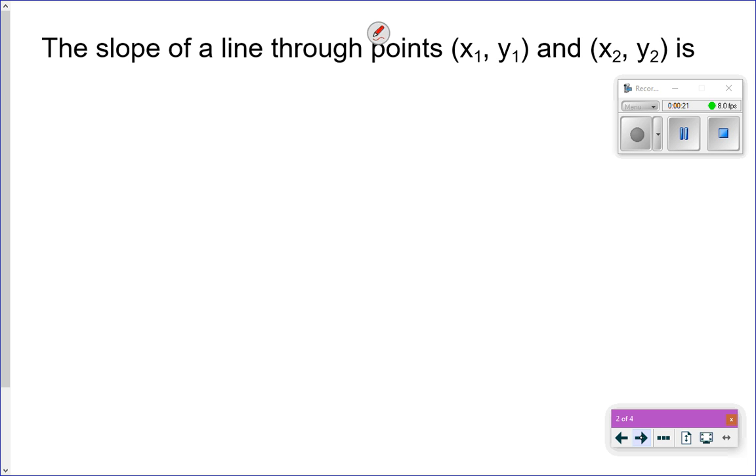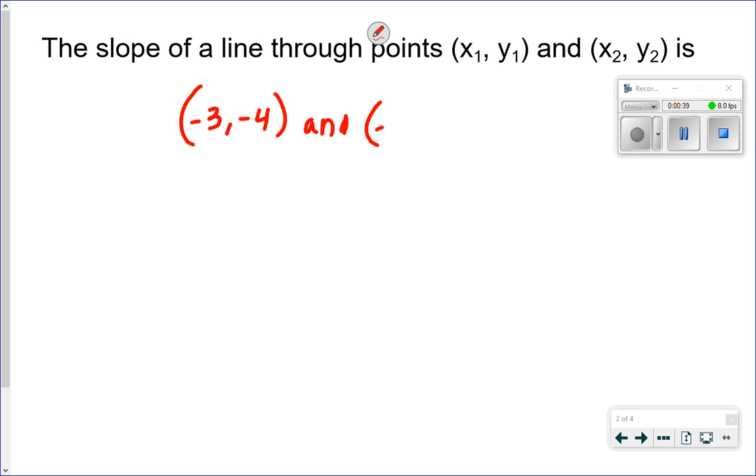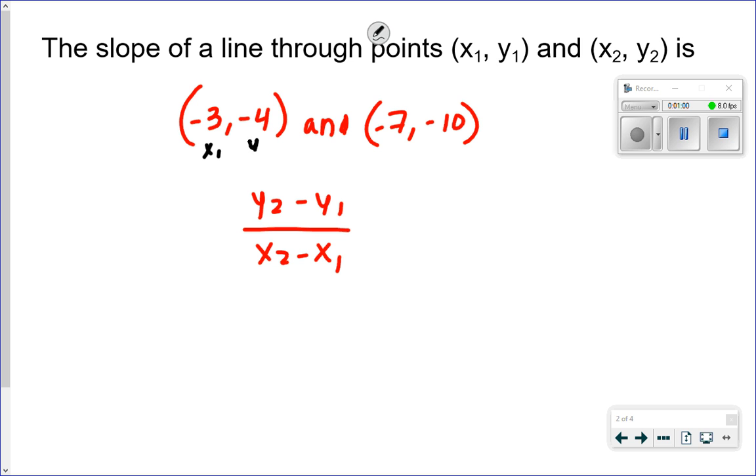First of all, we need to know how to find the slope between 2 points. The points can be labeled x1, y1, and then x2, y2. So if I'm given the points (-3, -4) and (-7, -10), might as well just put a bunch of negatives in there, I need to find the slope between the 2 points. My formula is y2 minus y1 over x2 minus x1. And then we have to plug in. So this is x1, y1, x2, y2. And I'm going to plug in the points.